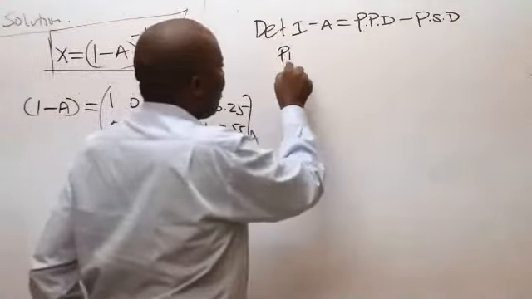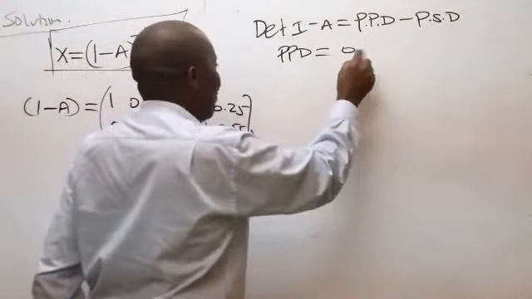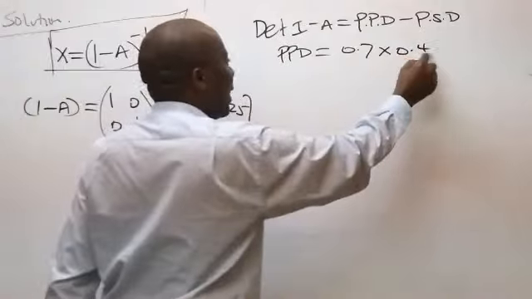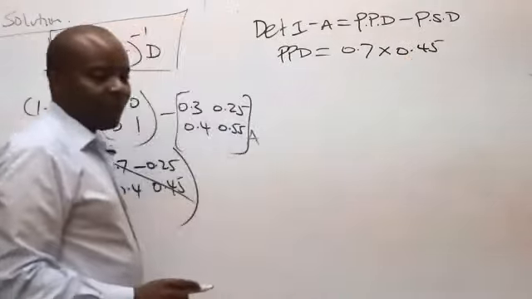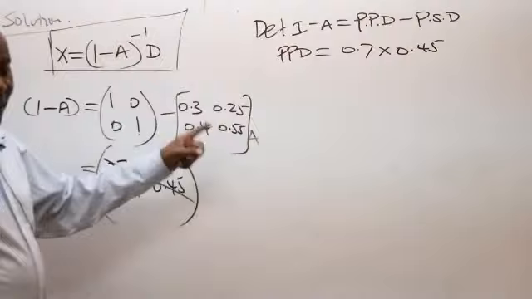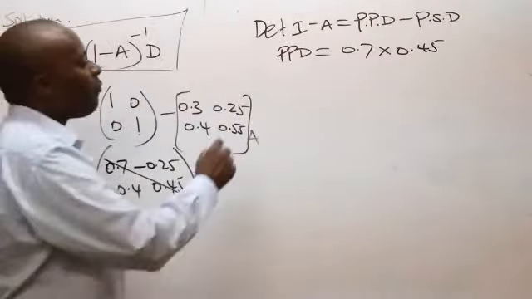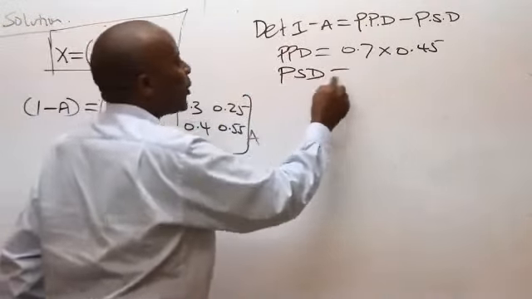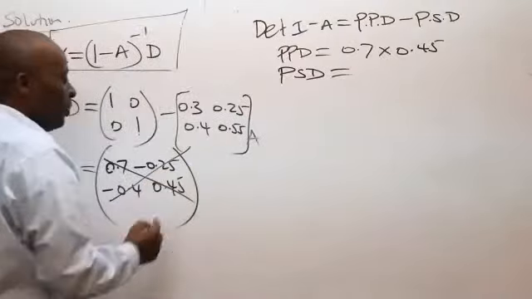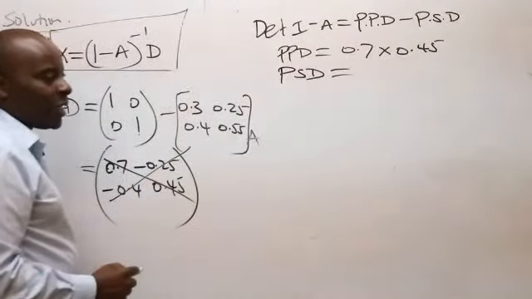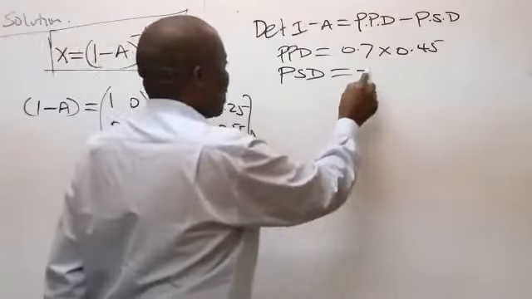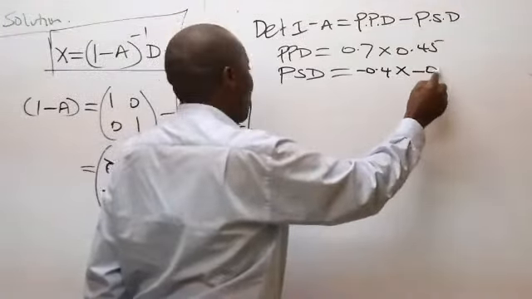So the product of the primary diagonal will be 0.7 times 0.45. Remember, product means that you're multiplying. And then we have the product of the secondary, the other one, which is lagging, will be my secondary. So this will be minus 0.4 times minus 0.25.